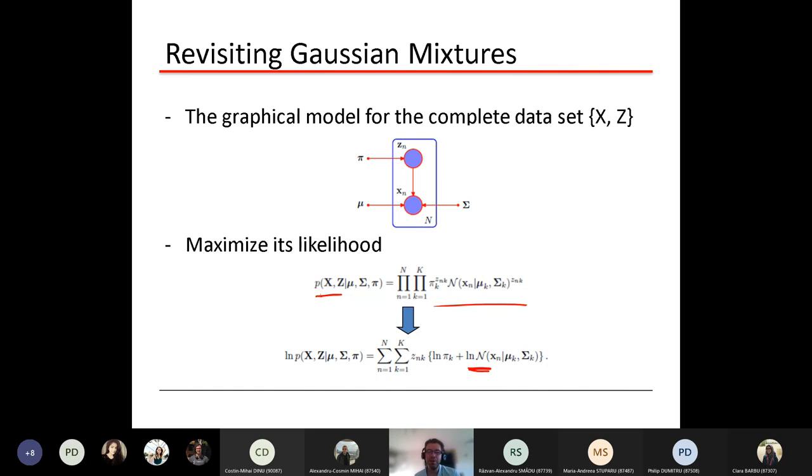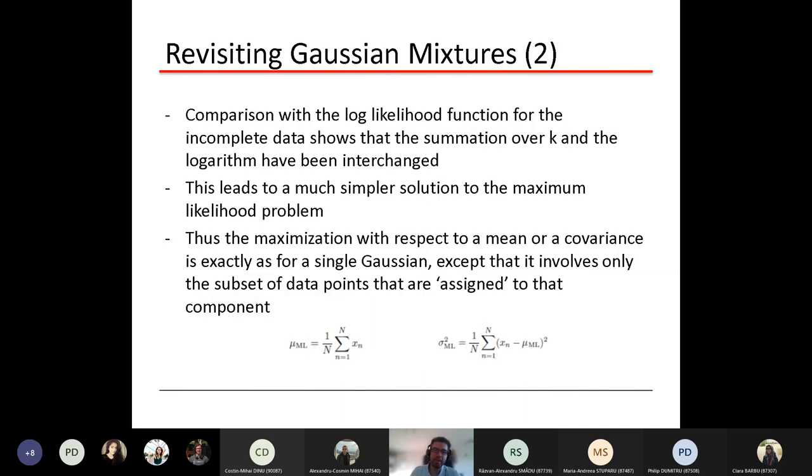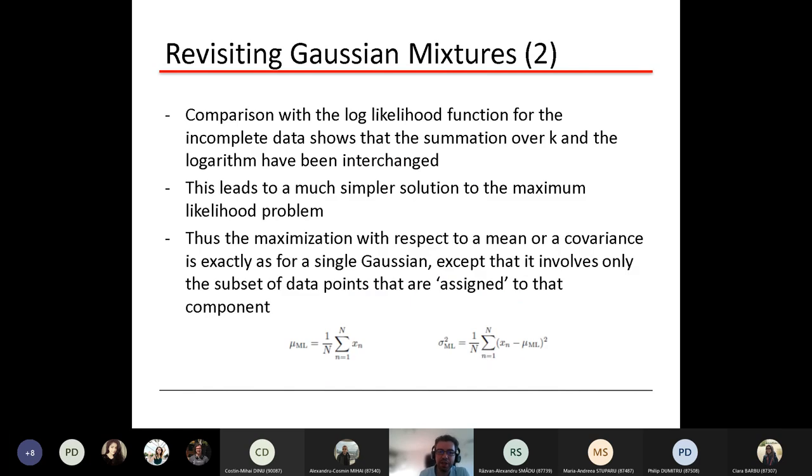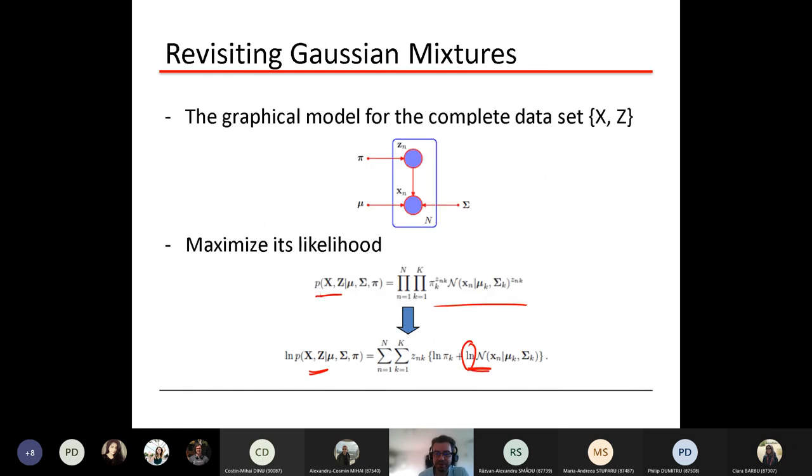We said that in general, for the joint distribution, the log likelihood is going to have a simpler formula. And we can see that in our case, for the Gaussian mixture model, for the complete distribution, the log likelihood is indeed a very simple formula. The logarithm goes just up to the exponential family distribution, to each individual distribution. If we compare the complete data set with the incomplete one, the one that we need to maximize, we see that the logarithm has changed places. Now it works directly on the Gaussian, and this is much simpler for computing the values for mu, for sigma, and for the mixing coefficients.